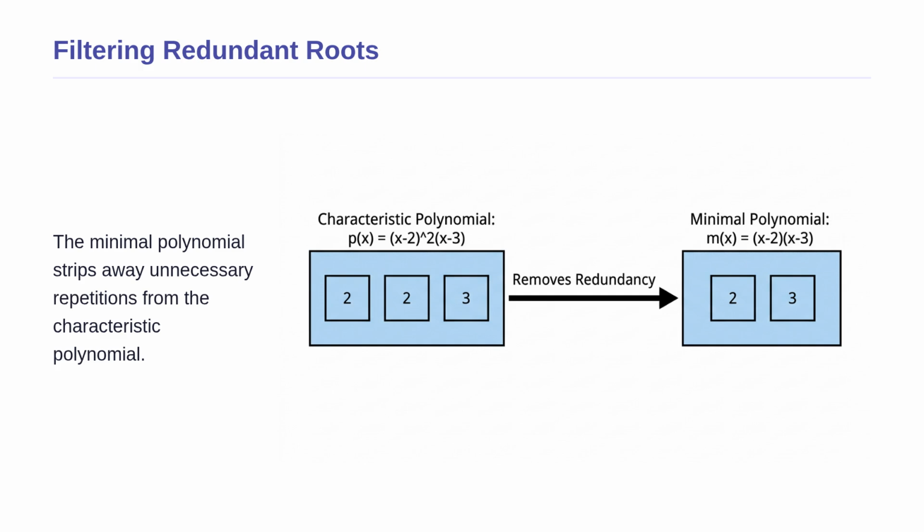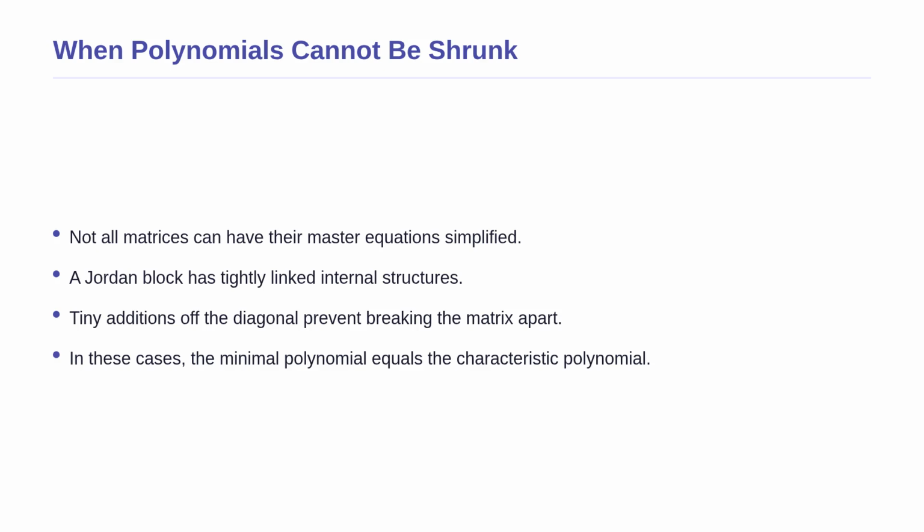This diagram teaches us that while the minimal polynomial shares all the same fundamental roots as the larger characteristic polynomial, it strips away any unnecessary repetitions whenever possible, leaving only the essential mathematical key. Now that we have seen a successful reduction, we must ask, does this always work? The answer is no, and understanding why is crucial. Sometimes the minimal polynomial cannot be shrunk.